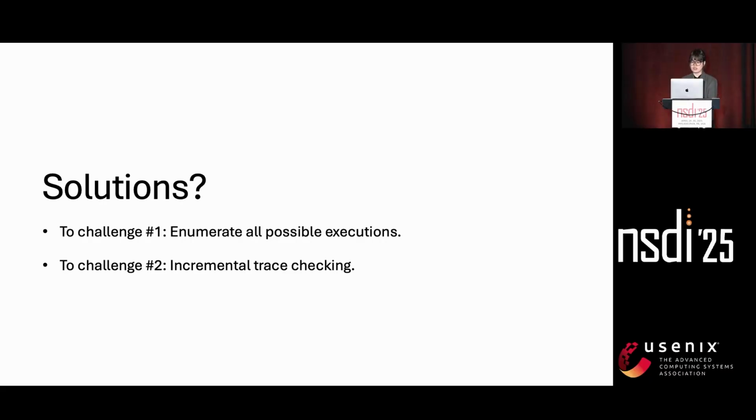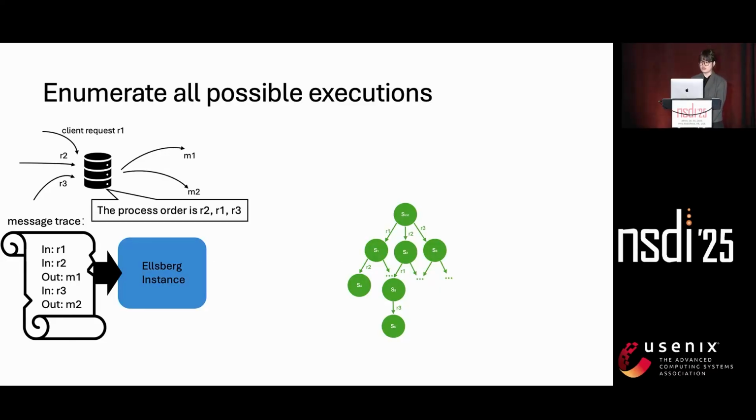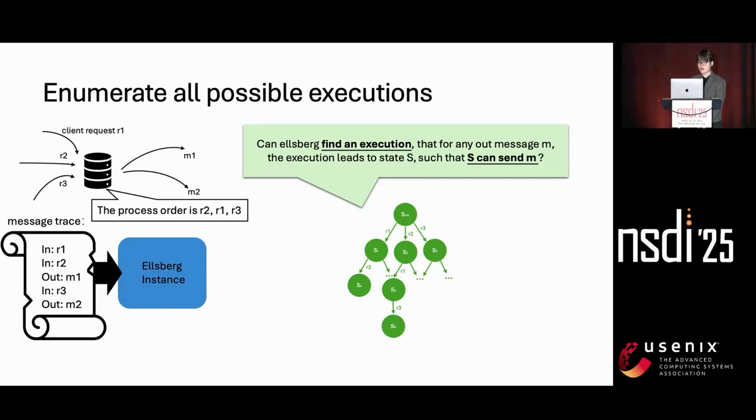Let's first look into the first solution. As we said before, the order in which the system processes the messages may not be the same as the order that appears in the trace. Thus, the real execution order is unknown to Ellsberg. To solve this, we apply BFS to enumerate the orders of all the in messages, and this should cover all possible executions. Then our goal is to check, among all these executions, whether Ellsberg can find one such that for any out message M in the trace, the execution leads to a state S such that the state S can send the message.